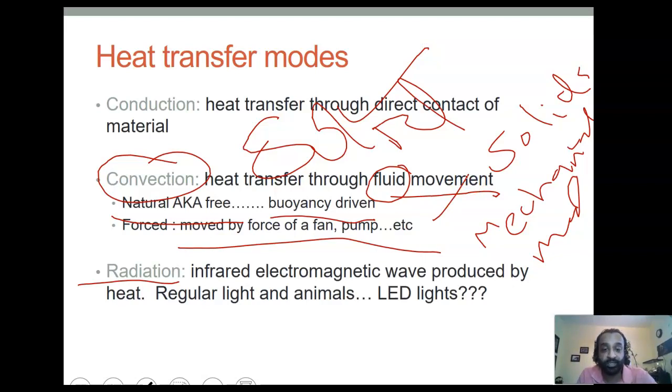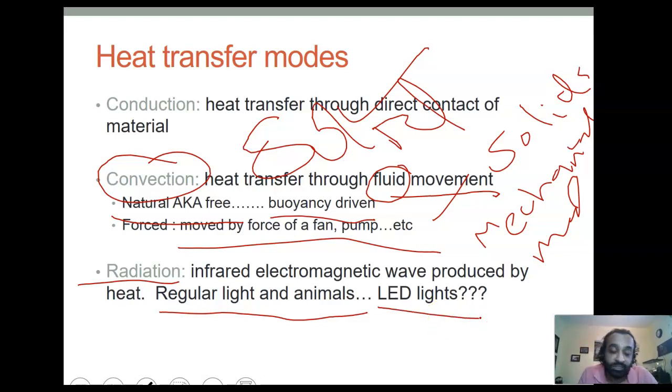The sun is radiating heat to us through the vacuum of space. It's basically electromagnetic waves produced by heat. So it comes from anything: regular lights, animals, we are radiating right now based on our temperature. If you look at an infrared camera, you will see the heat we are radiating. It has nothing to do with the medium, with the air.